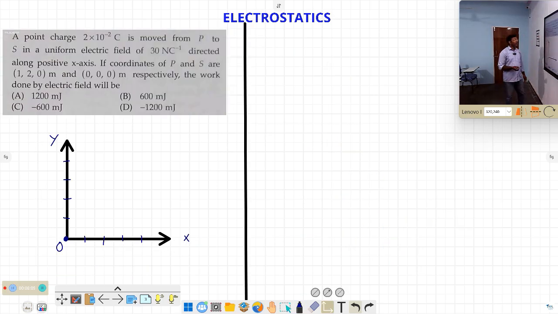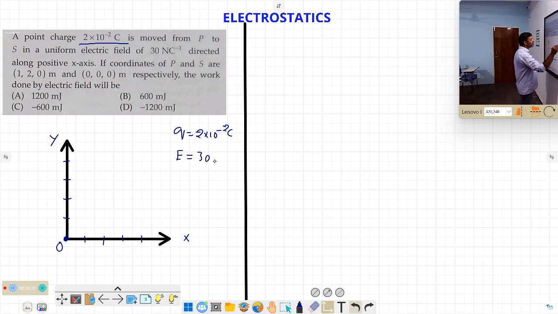Now this question is given: a point charge Q equal to 2 into 10 power minus 2 coulombs is moved from P to S in a uniform electric field of 30 newton coulomb minus 1. In that we are moving that charge from P point to S point, with the field directed along the positive x-axis.